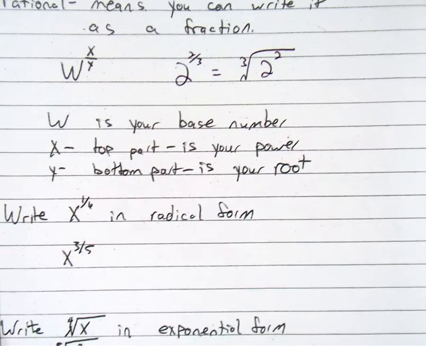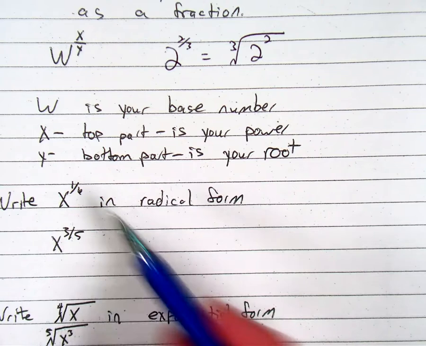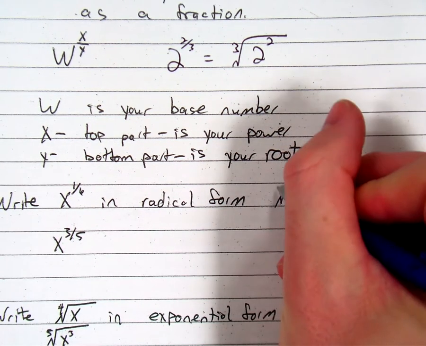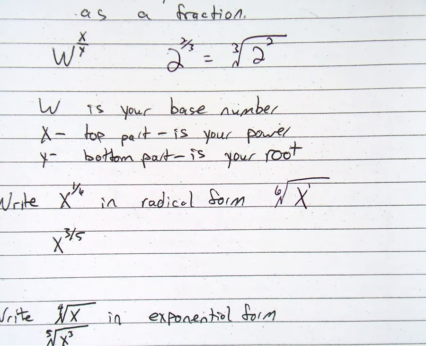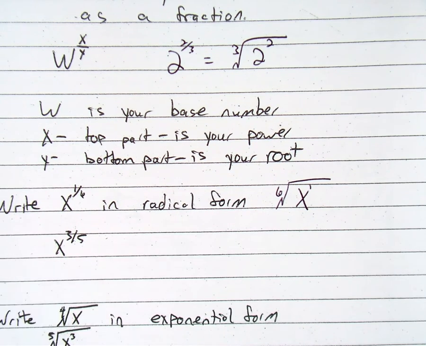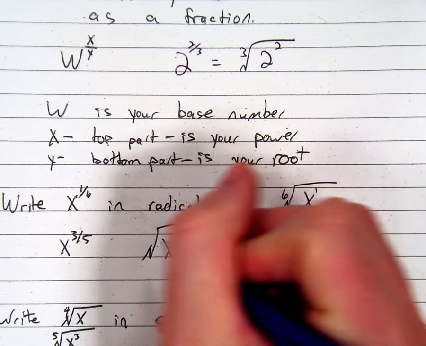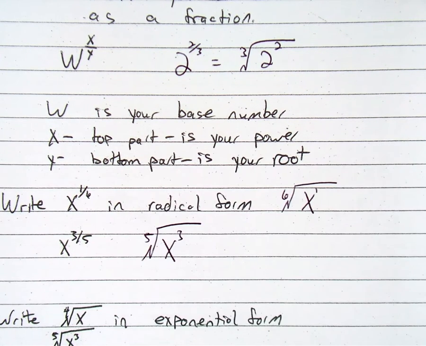Okay, so how do I write out x to the 1/6? Well, that's just x to the first power with the 6th root. What do you think about x to the 3/5? Go ahead and think about that. How's that going to be written? Okay, we're going to have x to the 3rd power, 5th root. Not too bad, not too bad.